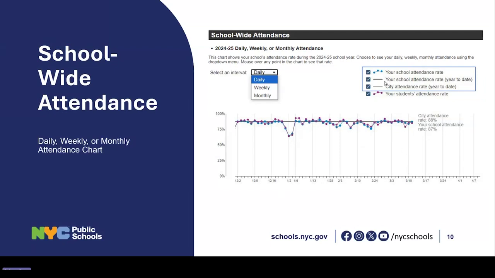Now, the black line indicates your school's year-to-date average attendance rate, and the gray line indicates your year-to-date average attendance rate of the comparison group that you have chosen. For teachers to see attendance trends for your students, you can check off the box next to the one that says your students' attendance rate, and the magenta line will appear, which represents the daily, weekly, or monthly attendance of the students who you're currently teaching.